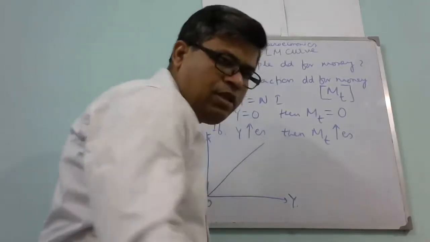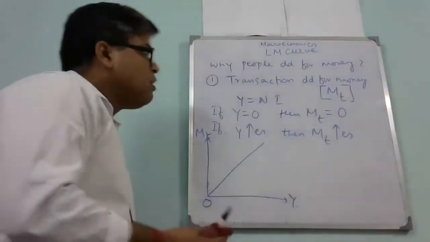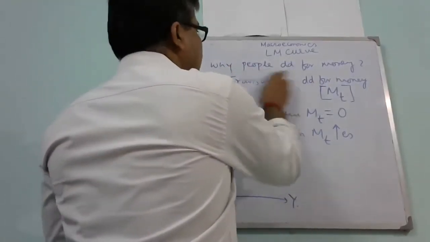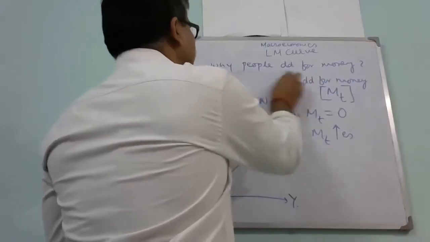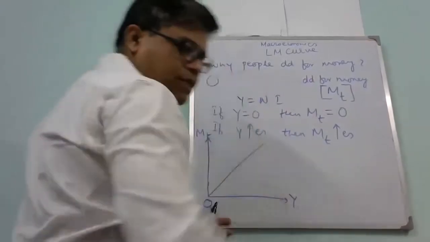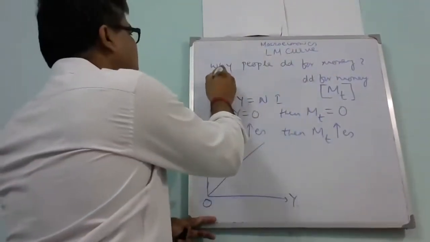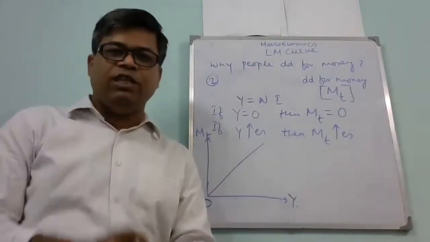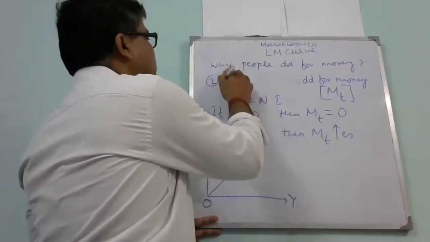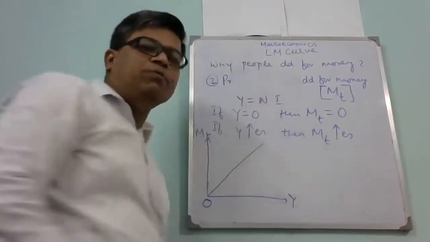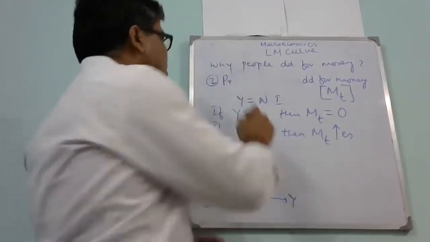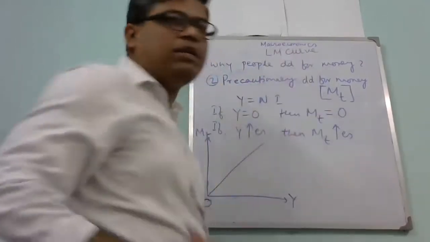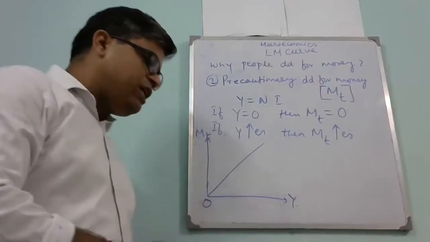Okay. Now the second reason why people demand money, number 2. According to Keynes, people demand money for precautionary purposes. So it is also called the precautionary motive, or precautionary demand for money. Now, what is the precautionary demand for money?